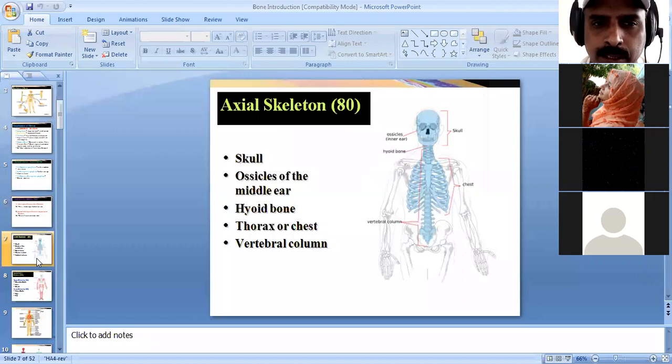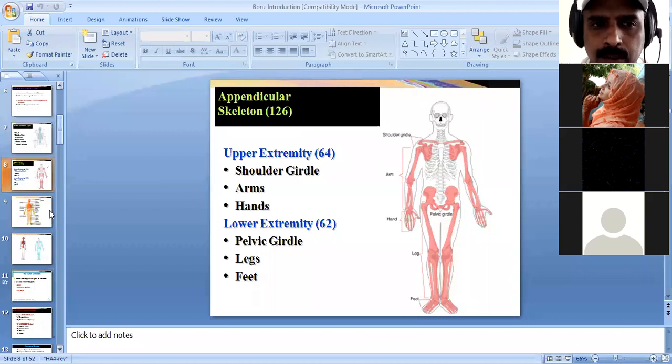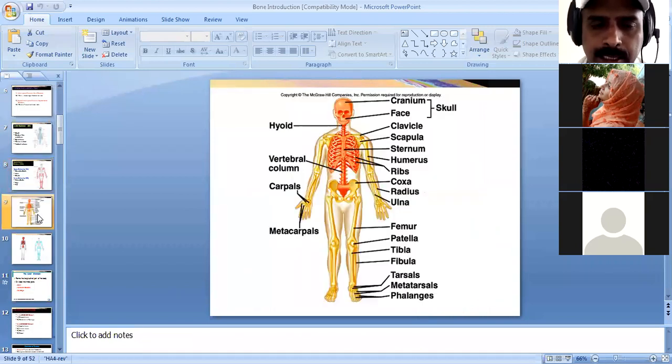Next, here to show the axial skeleton. In this diagram, you can see the skull bone in the center. We have the sternum and the thoracic cage, and posteriorly the vertebral column. All these bones we call the axial skeleton, even the ossicles of the middle ear. Then the appendicular skeleton: the bones hanging from the trunk, like the upper limb and lower limb. We call that the appendicular skeleton.